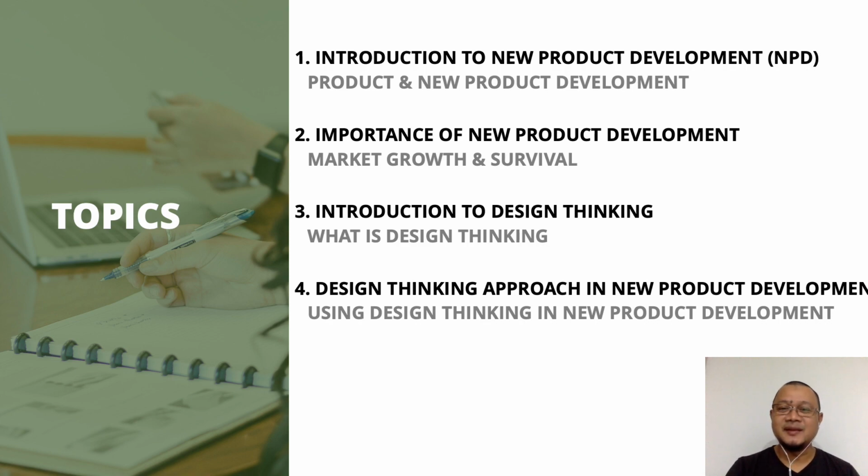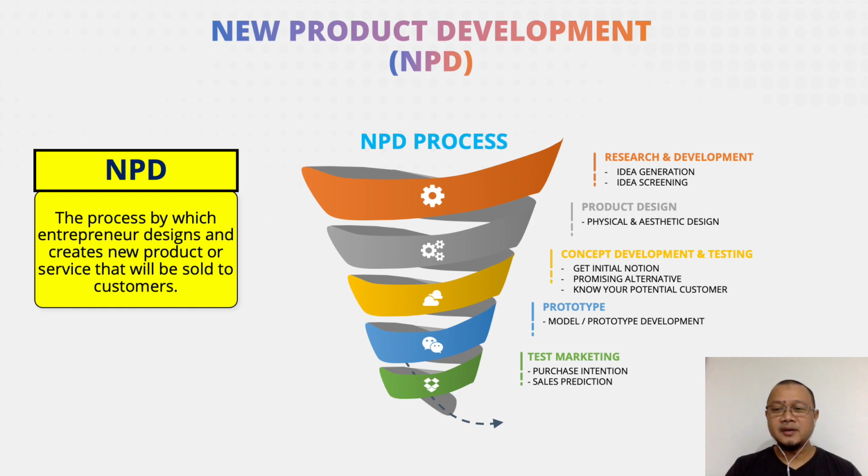Good. So let's begin. We start with new product development or NPD. I think you are all very familiar with this topic, right? You have learned it in your ENT 600 or Technology Entrepreneurship. So I will not repeat it here, just to recap and refresh some of the things that you have learned in ENT 600. NPD is where you design and create a product and later sell it to your customers. It involves the whole process that you can see in this slide, starting from R&D until test marketing.